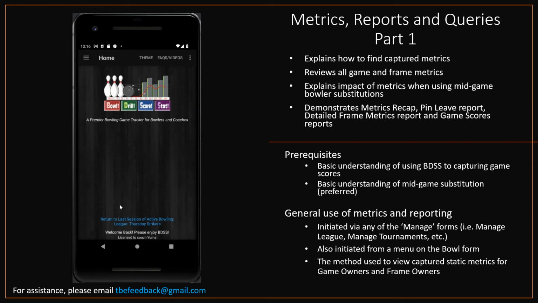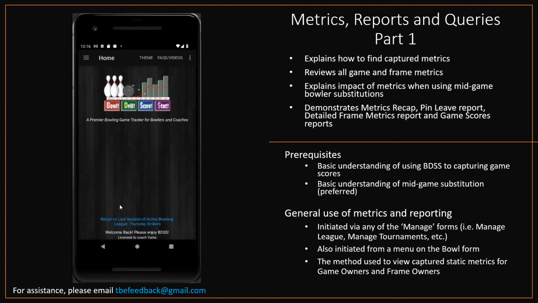In this video, I'm going to walk you through how to find the tons of metrics available in BDSS. Metrics are available for league, tournament, open, and drill bowling, and the process to find and review the metrics is the same for all. Metrics are found on the Metrics and Reporting form.